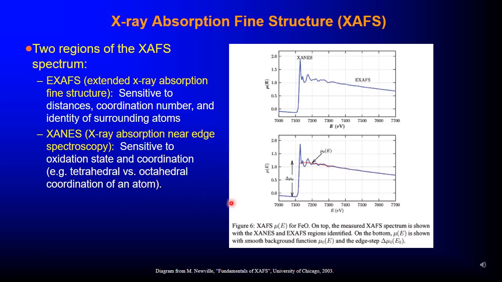So you can see an example of X-ray absorption fine structure for iron oxide. On top, the measured X-ray absorption fine structure spectrum is shown with the X-ray absorption near edge spectroscopy and extended X-ray absorption fine structure regions identified.